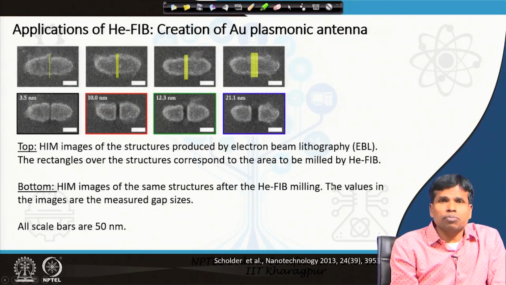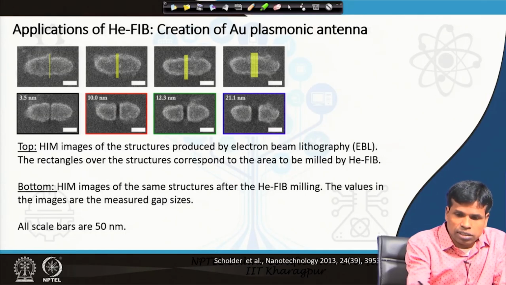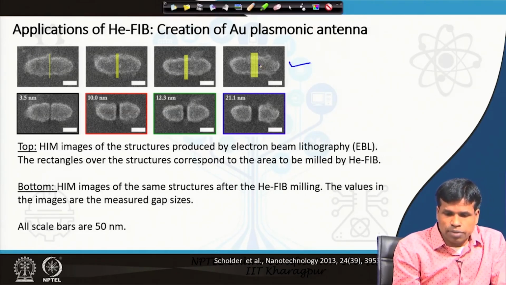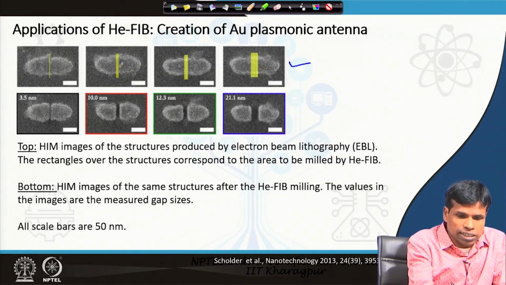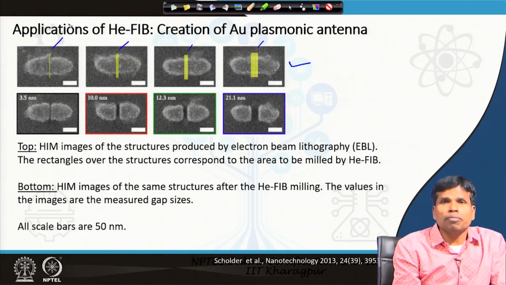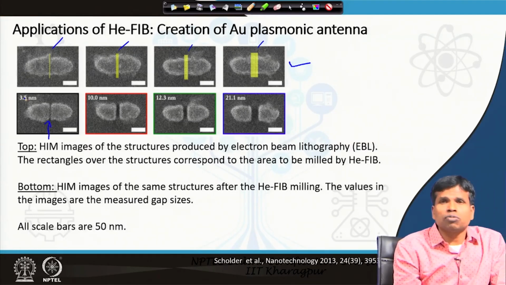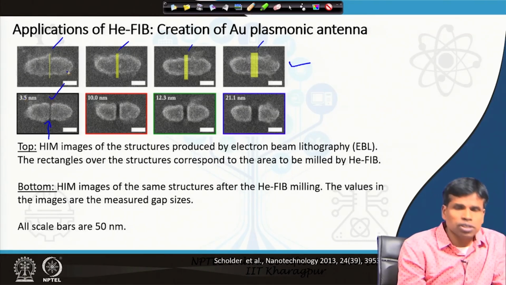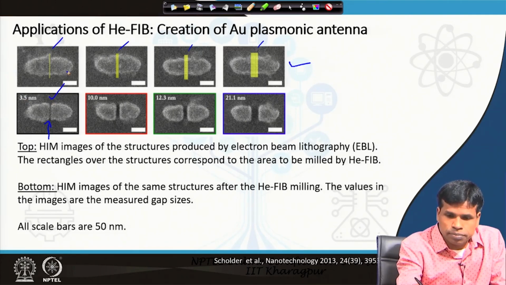You see here another example, creating a gold plasmonic antenna. The top one is the gold nanorods created by electron beam lithography, EBL, and then these are the areas where the milling is done by helium ion microscope, creating features or gaps of size as small as 3.5 nanometer, and this is only possible at present with helium ion microscope, no other technique.